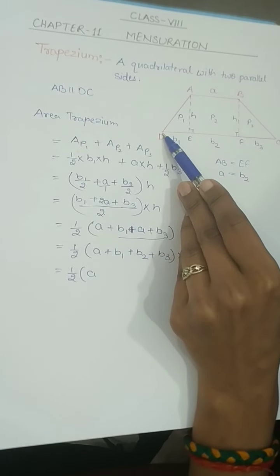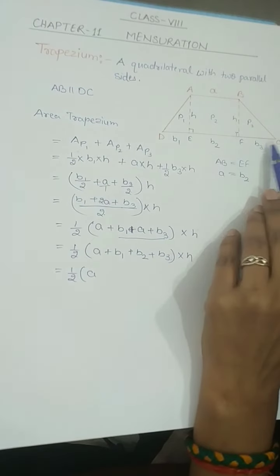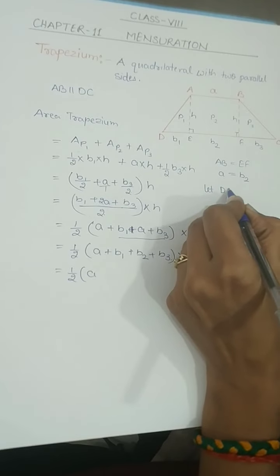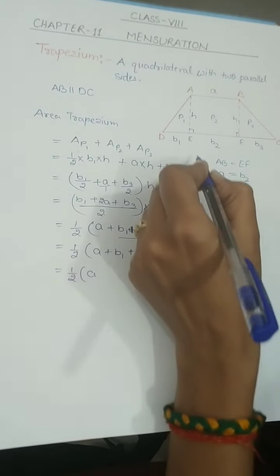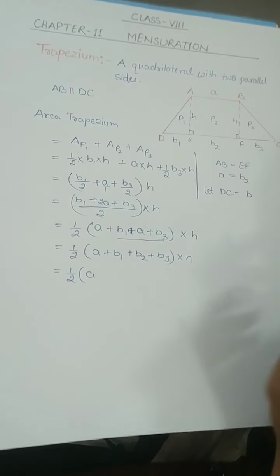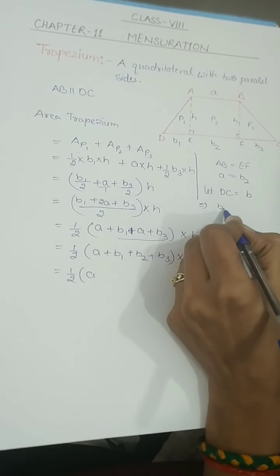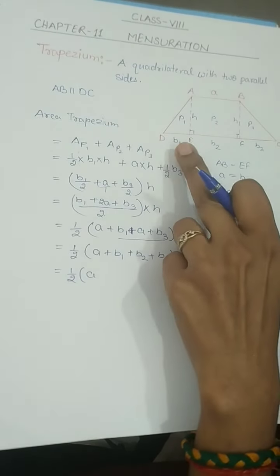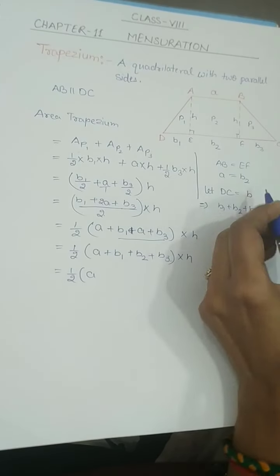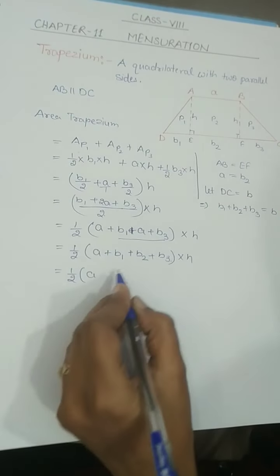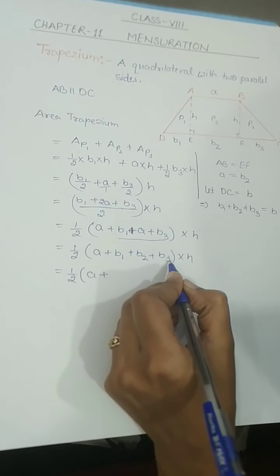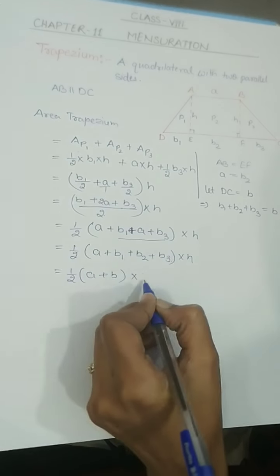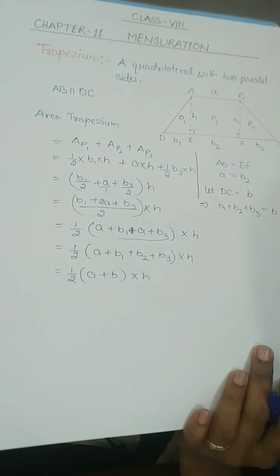This is the length of this whole side DC. Suppose we take DC equal to B. If DC is equal to B, we can say that B1 plus B2 plus B3 is equal to B. So in place of B1 plus B2 plus B3 we can simply write B, into H. And this is the area of a trapezium.